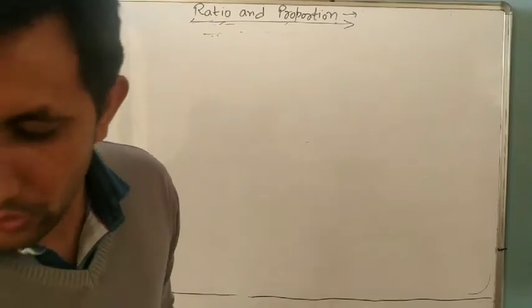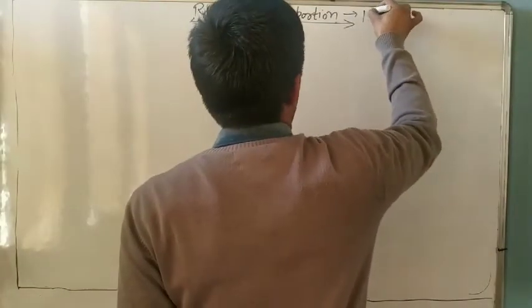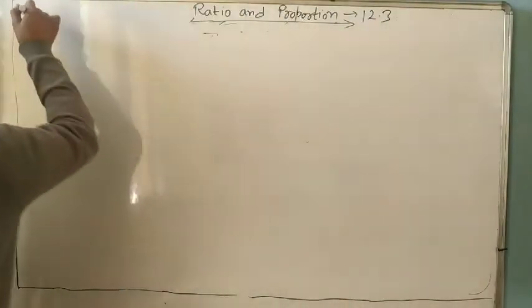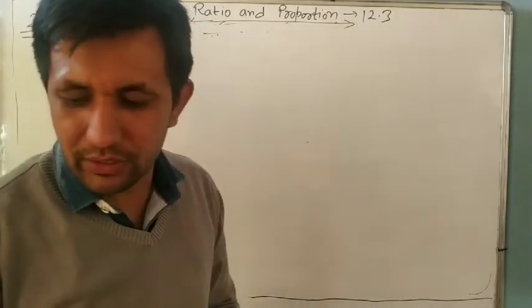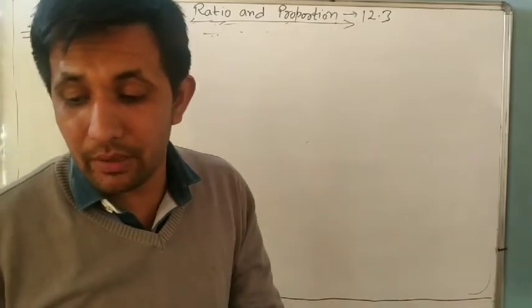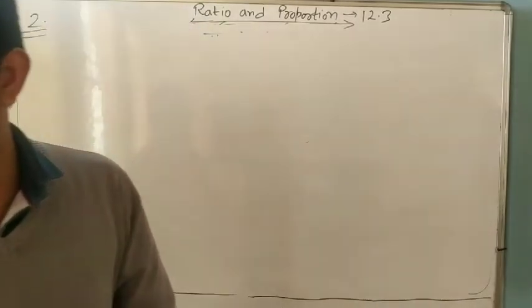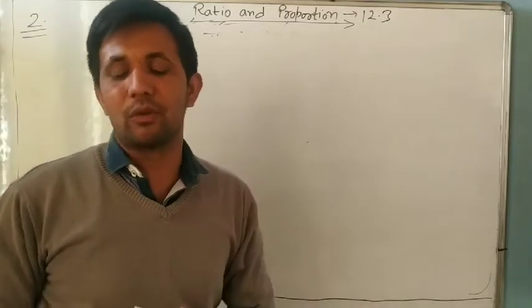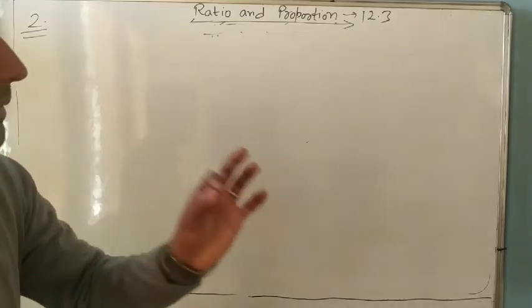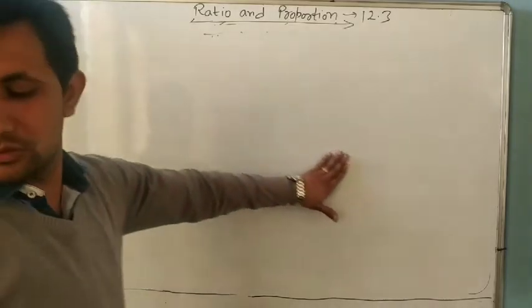12.3, question number 2. Question number 1, find yourself. What is given? The cost of 7 meters of cloth is given. Find the cost of 5 meters of cloth. Same as before: the cost of 7 pens is given, you have to find the cost of 5. You will find this one yourself.